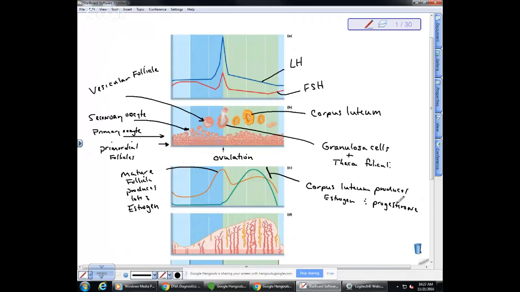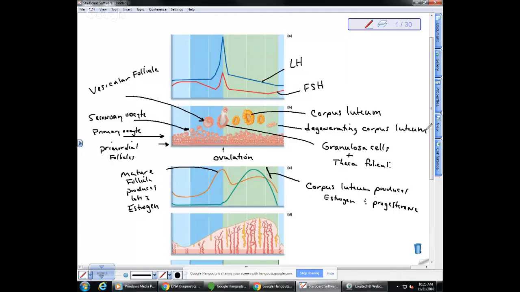Okay. And then you'll notice all of a sudden it falls off. So this is what happens when the embryo does not implant. If you look at this diagram right up here, you'll see that the corpus luteum will start to degenerate. So this is the degenerating corpus luteum.